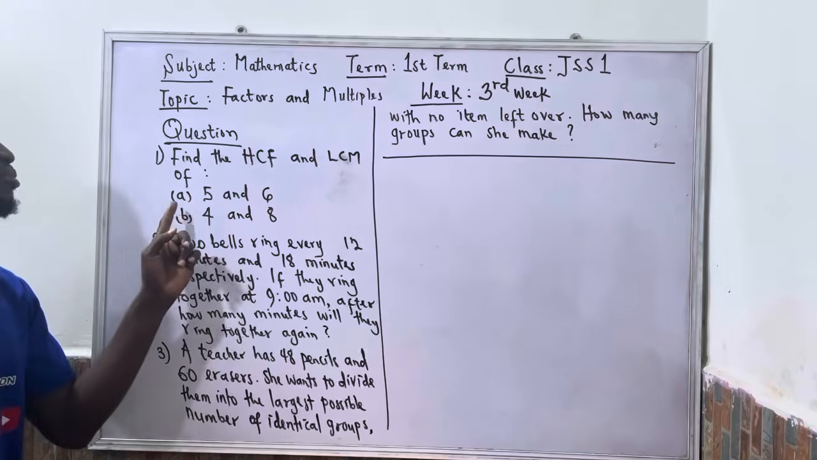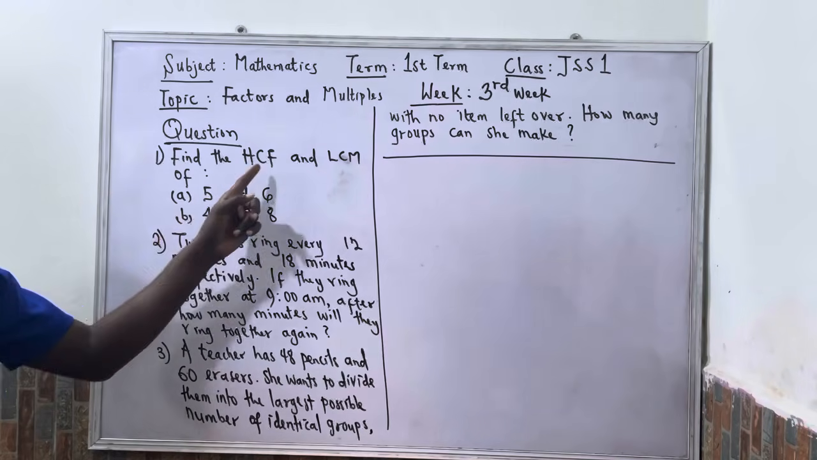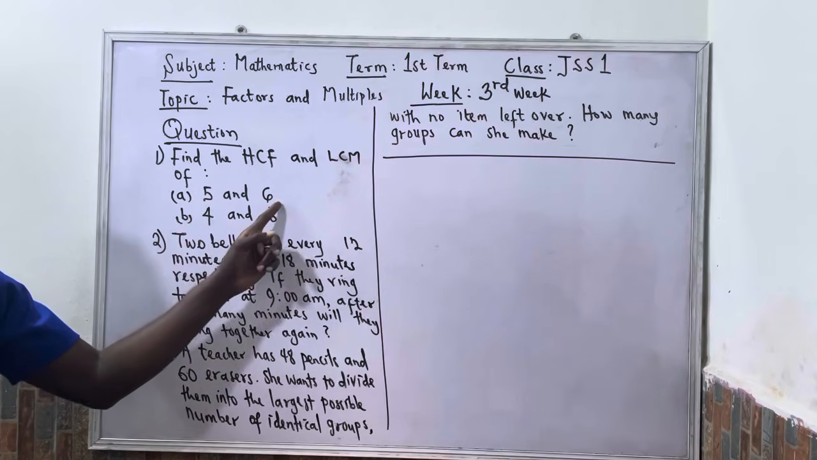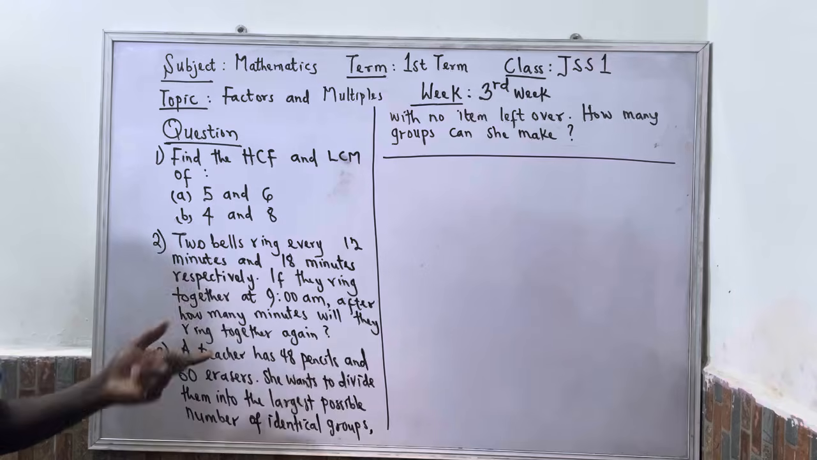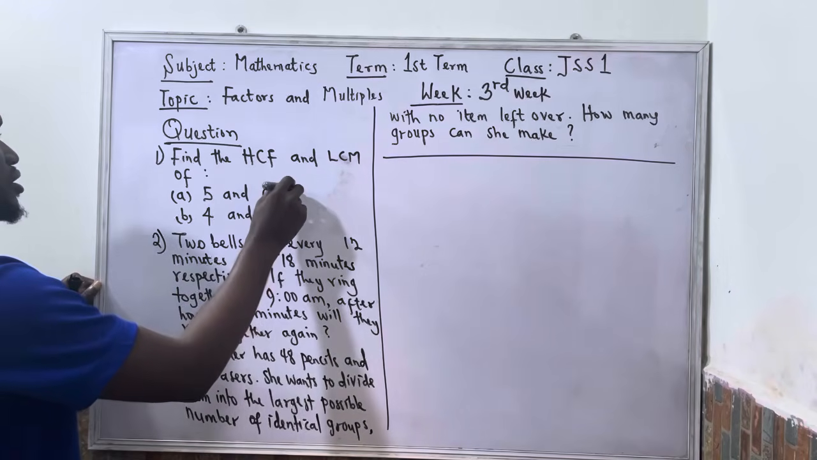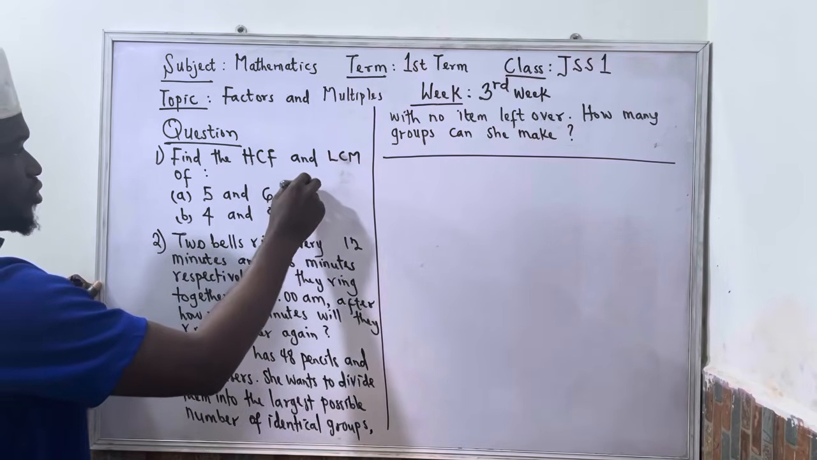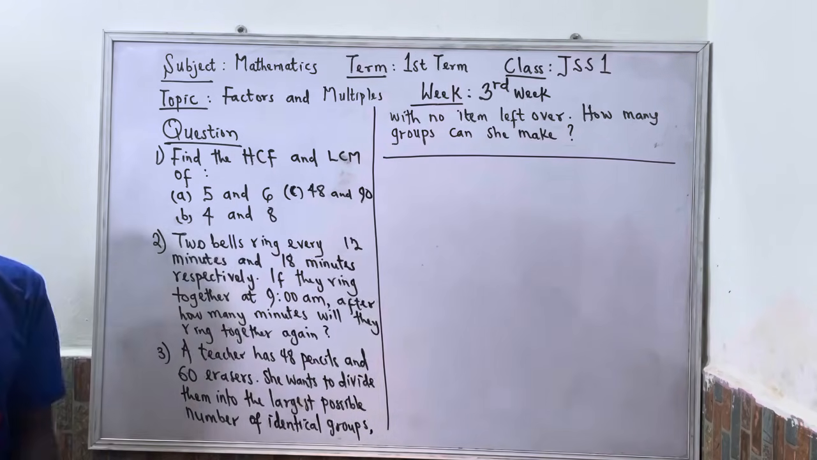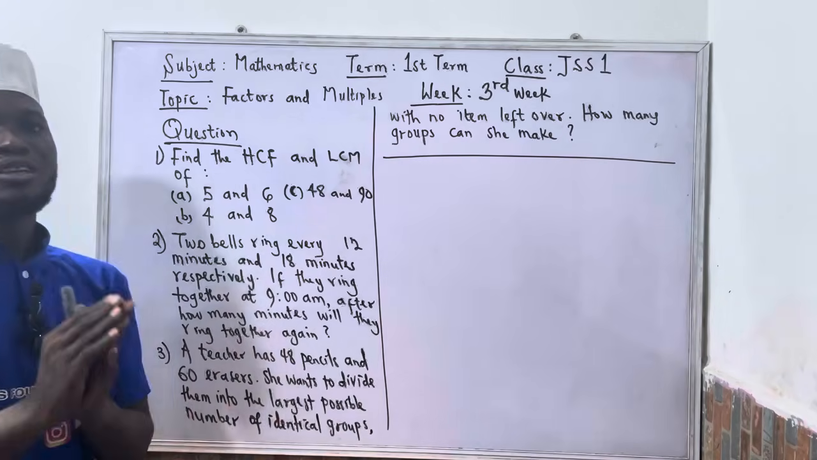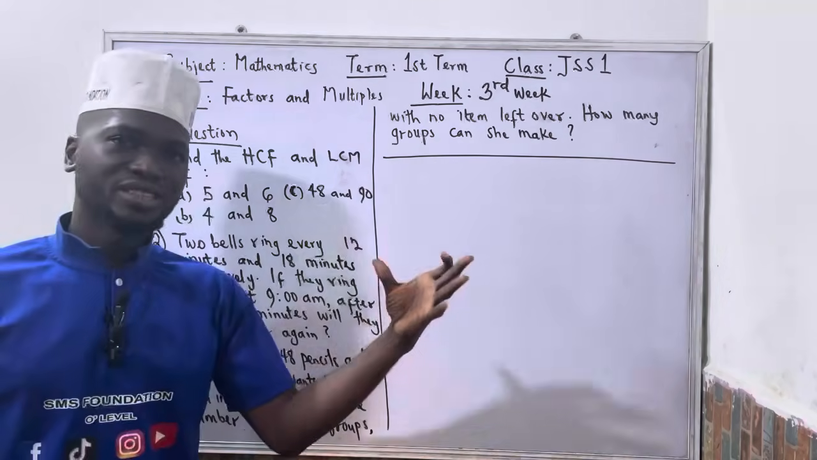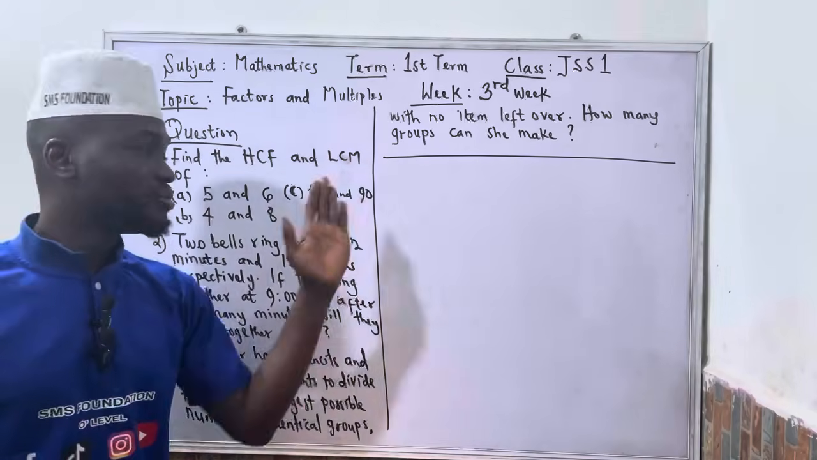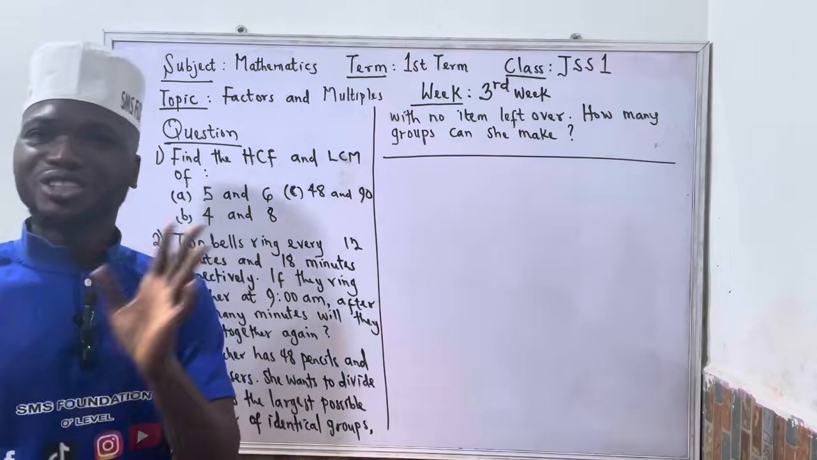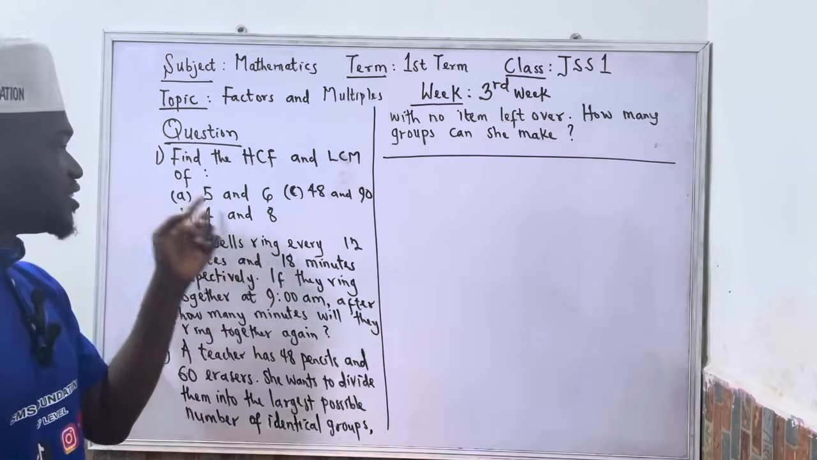Now look at number 1. We have: find the HCF and LCM of 1A, 5 and 6; 1B, 4 and 8. Let me add one more. Let's say C, 48 and 90. Okay, so just to show you all possibilities, these are the different ways that questions of HCF and LCM can come. Now for numbers 1A and 1B, I bet you don't even need to solve. Even if you solve, you will get the same answer.